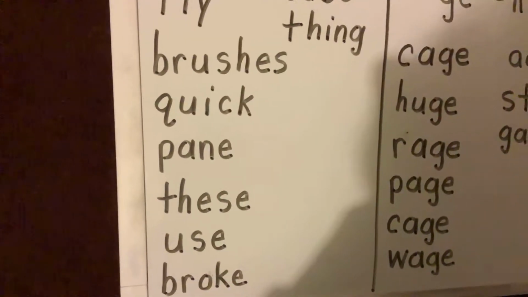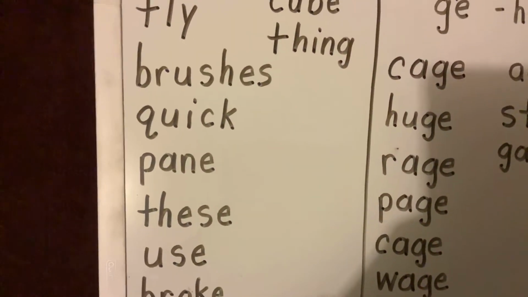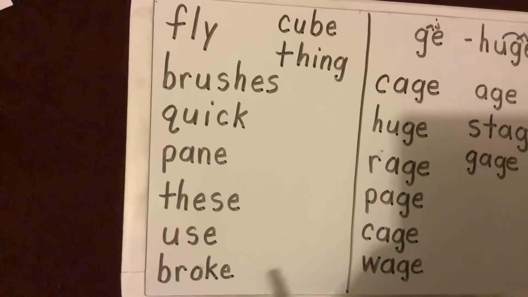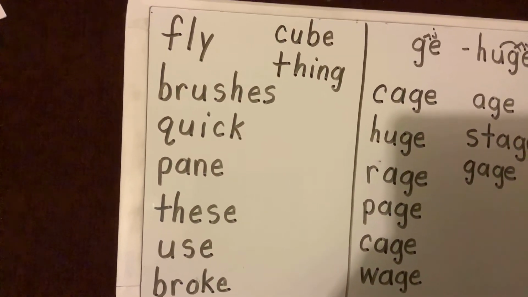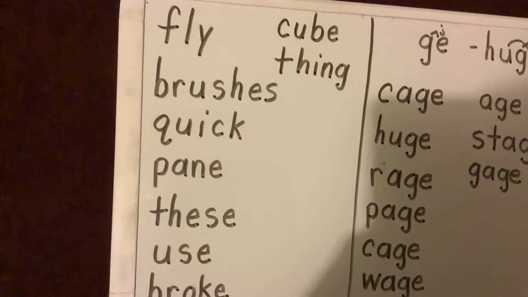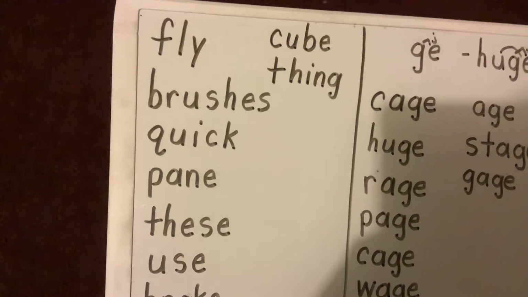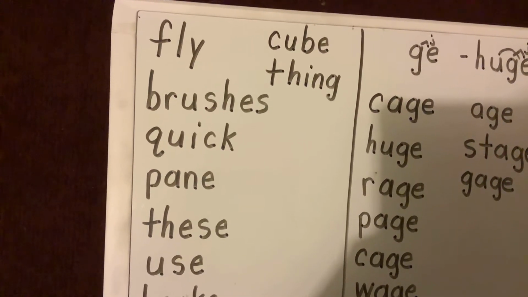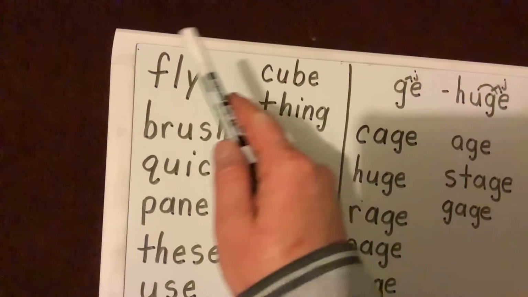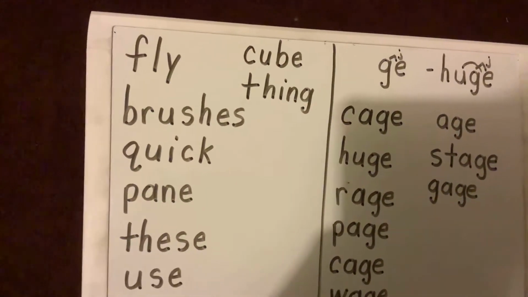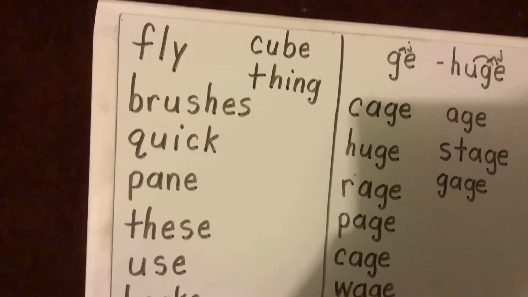I'm thinking of a word and it's a synonym. It means the same as fast. Quick. I'm thinking of a word and it can be an action word, something that you do, or it can be a noun, like a thing, an insect. Fly. So fly can be an insect, a bug. It can also be something you do, fly in the sky.